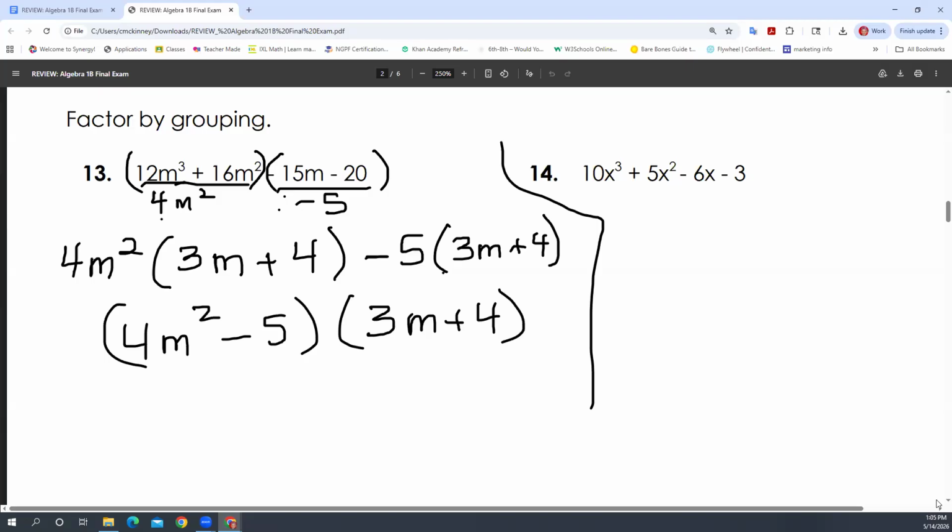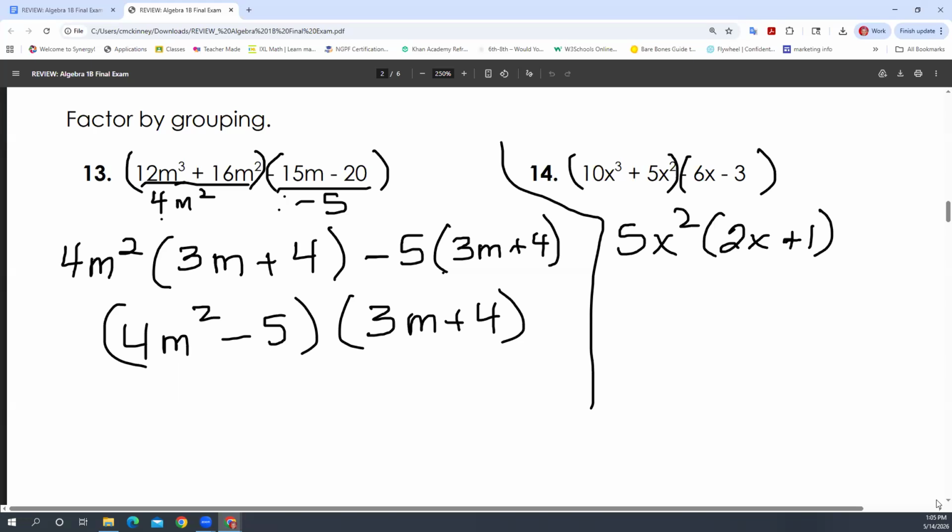Okay, let's try the same thing. Put them in pairs. Be careful that you don't cover up that minus with that 6. The first two have a 5x squared in common. When I divide by that, I get 2x plus 1. So don't think, oh, it just cancels out. You need the plus 1.